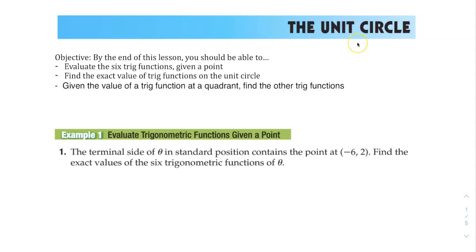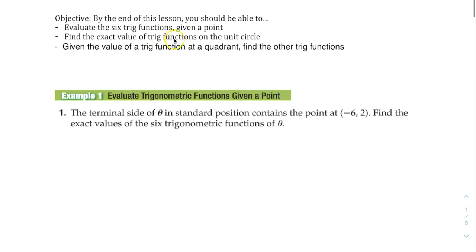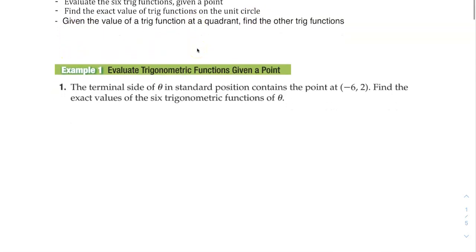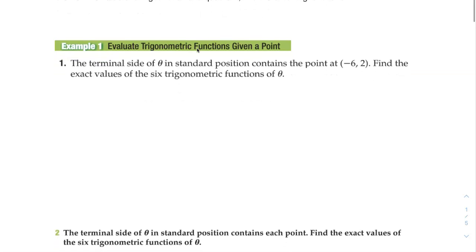The unit circle, radian addition. Objective: by the end of the lesson, you should be able to evaluate the 6 trig functions given a point, find the exact value of a trig function on the unit circle in radians, and given the value of a trig function at a quadrant, find the other trig functions. So we'll start with the first one.